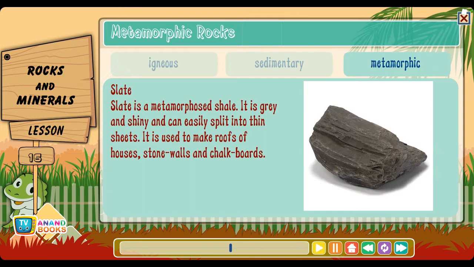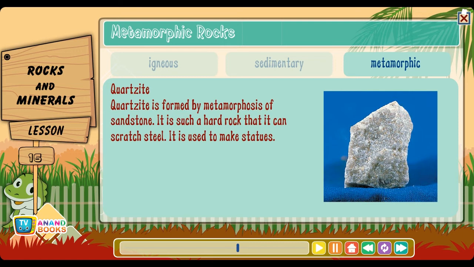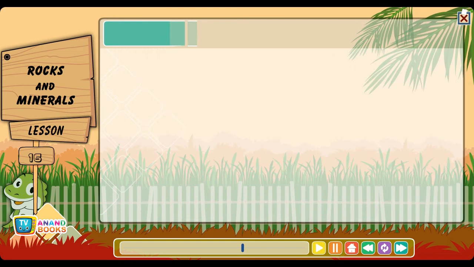Slate. Slate is a metamorphosed shale. It is gray and shiny and can easily split into thin sheets. It is used to make roofs of houses, stone walls, and chalkboards. Quartzite. Quartzite is formed by metamorphosis of sandstone. It is such a hard rock that it can scratch steel. It is used to make statues.